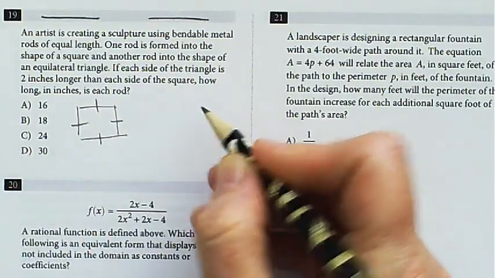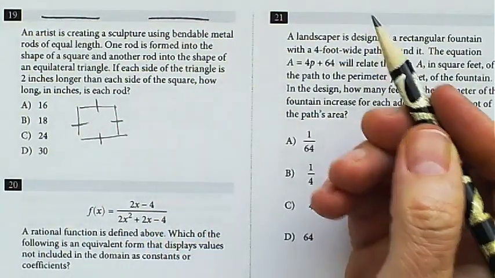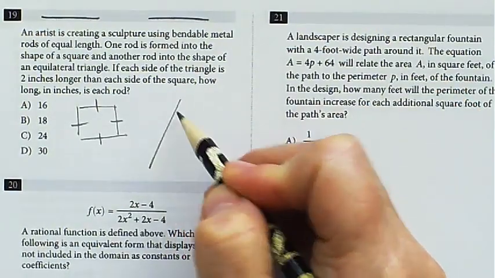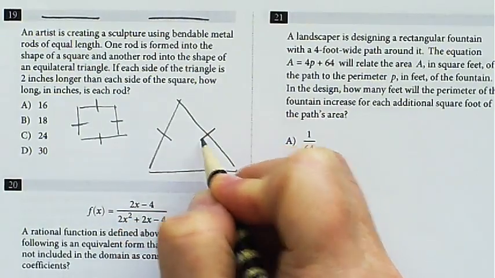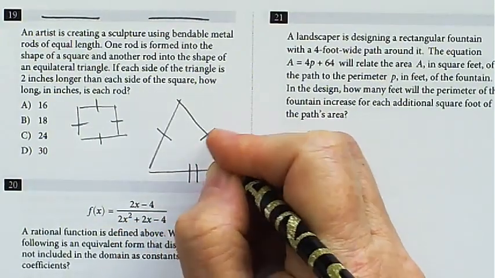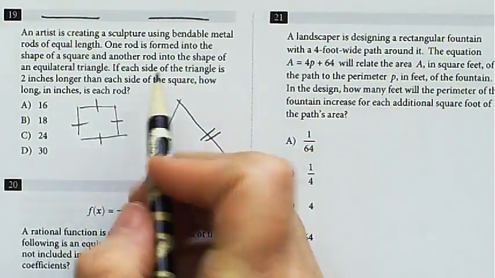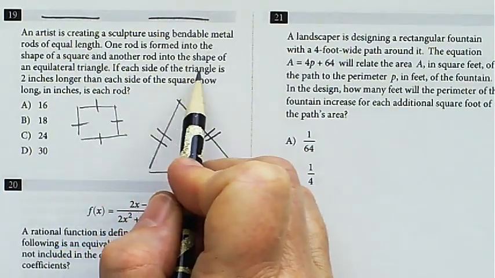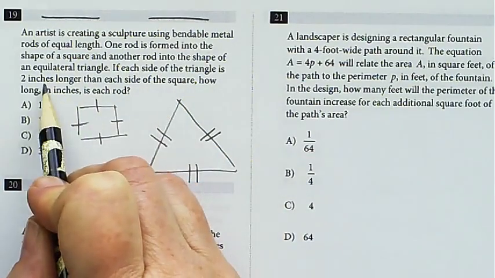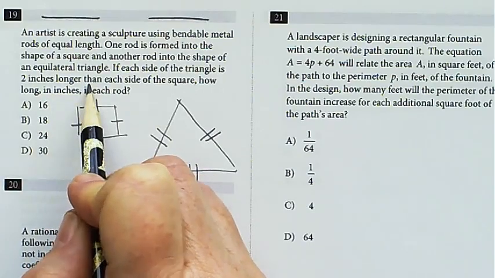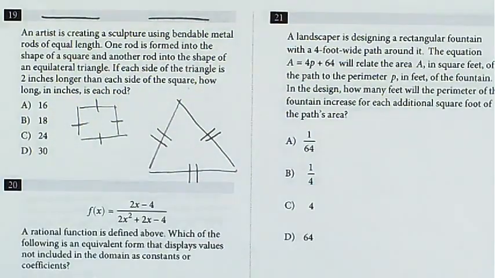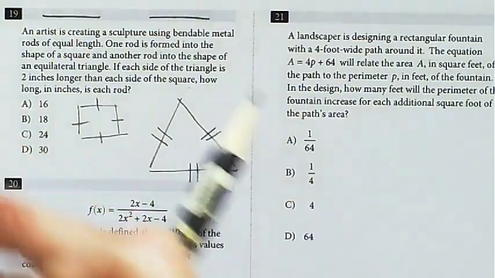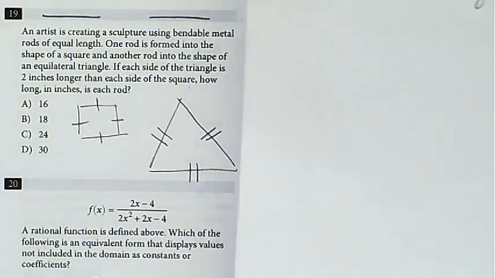All sides are equal. One is turned into, now I've done this problem already. If I hadn't done it, I probably wouldn't draw it bigger than this one, but it's turned into an equilateral triangle. And it says if each side of the triangle is 2 inches longer than each side of the square. Okay, so draw these 2 pictures in your notes for turning in.